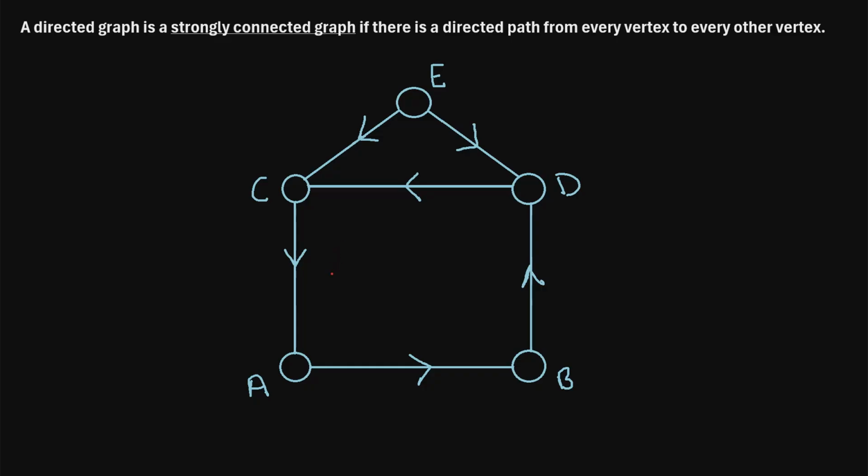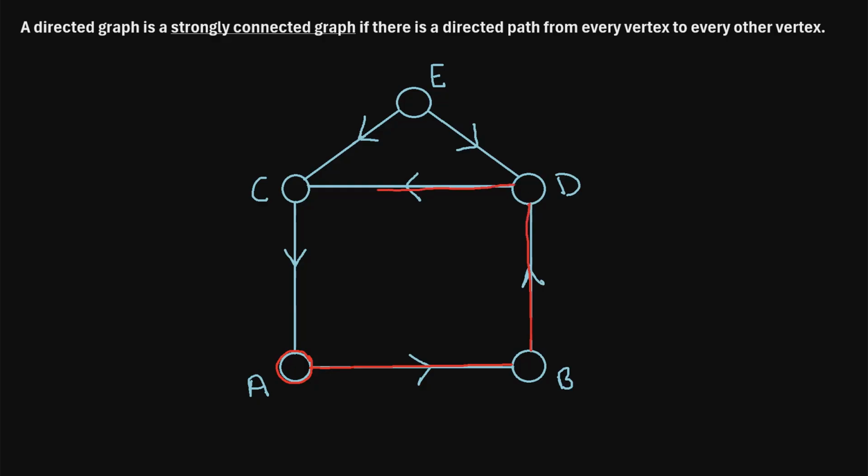Now, to determine if this is a strongly connected graph, we need to determine if it's possible to go from every vertex in the graph to every other vertex, just by following a sequence of edges. So for example, if we consider vertex A, is it possible to get to every other vertex in the graph? Well, let's see. We can get to B by following this edge, since this edge is pointed towards B. We can then get to vertex D by following this edge.